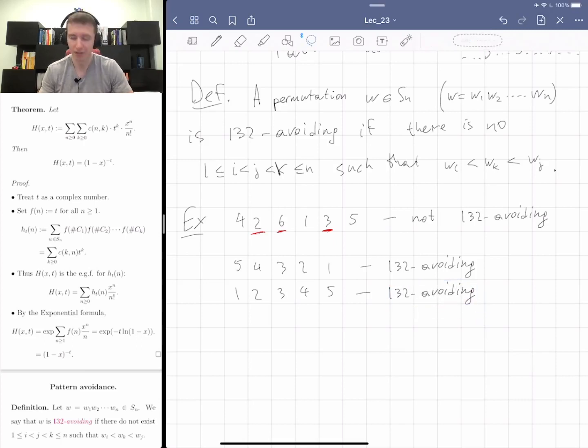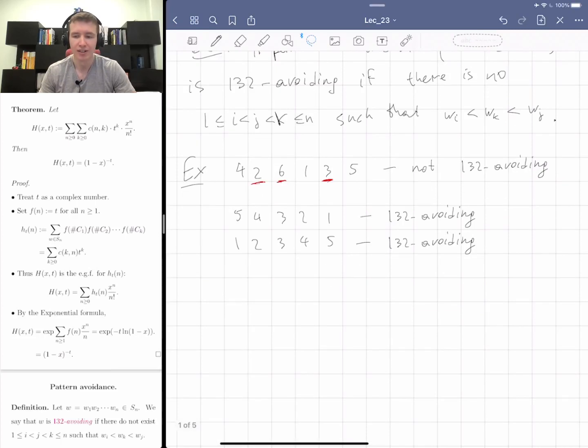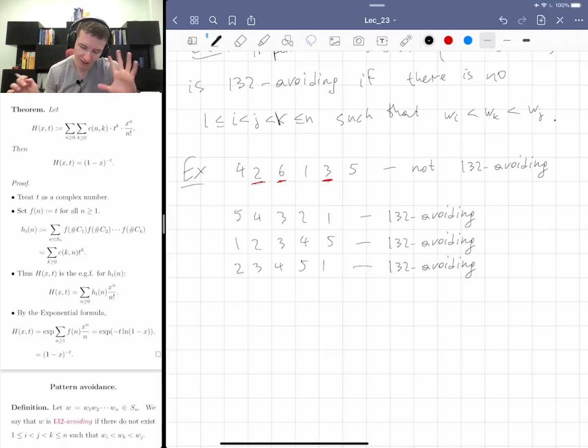Is there any other example? That's the question I'd like to ask: how many 1, 3, 2 avoiding permutations are there usually? 2, 3, 4, 5, 1. Oh, interesting. 2, 3, 4, 5, 1. Indeed, there is no 1, 3, 2 pattern here, so it is 1, 3, 2 avoiding. Okay, nice. So it is not just monotone. There is slightly more, or there is much more.